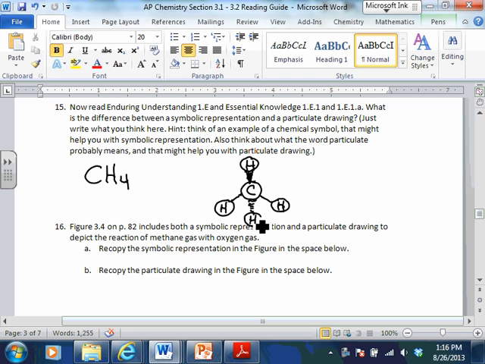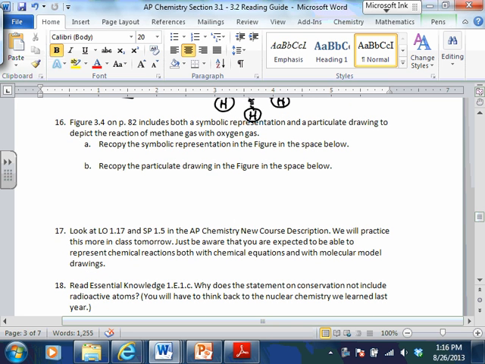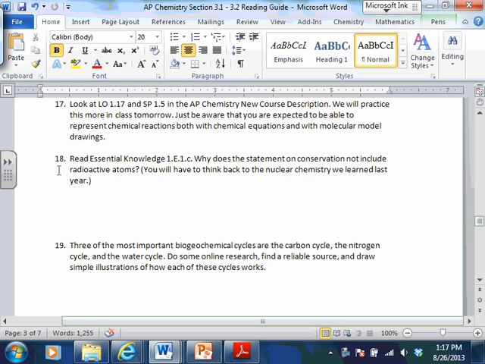But that's the difference between a symbolic representation over here and a particulate drawing over here, okay? And there are a lot of good pictures in the book that kind of represent this, so I just want you to be familiar with both ways of looking at it, okay? And we're going to do some practice on that in just a second.